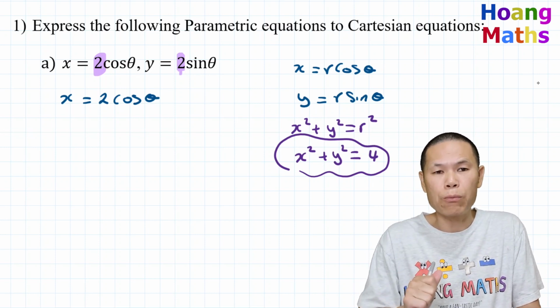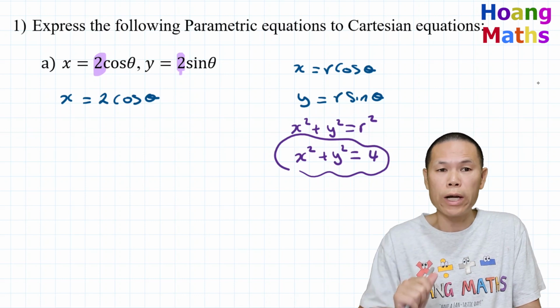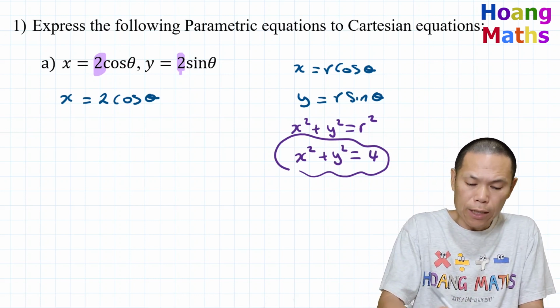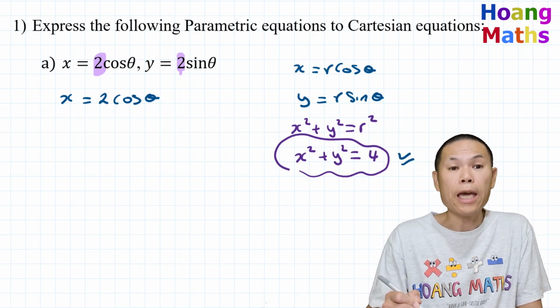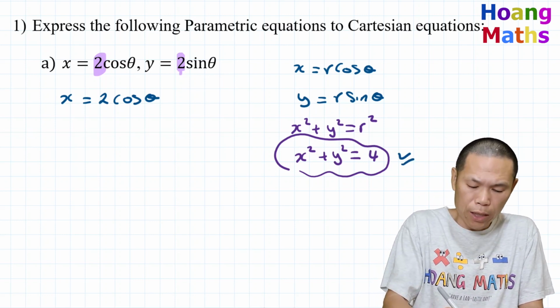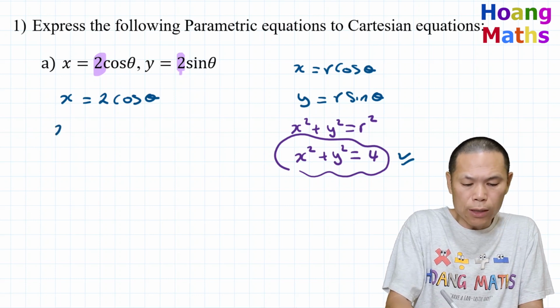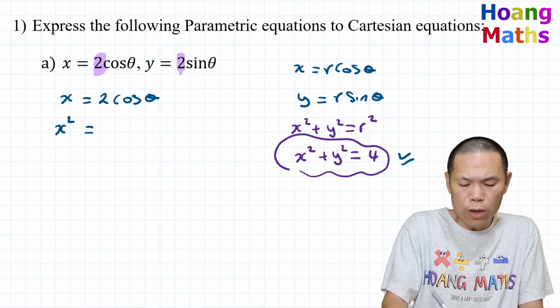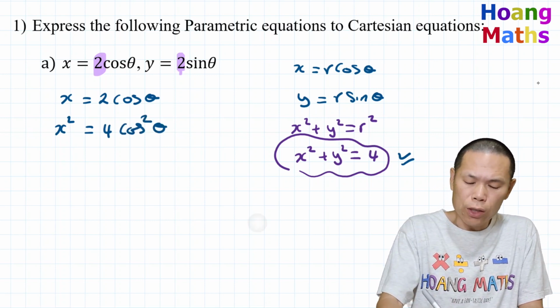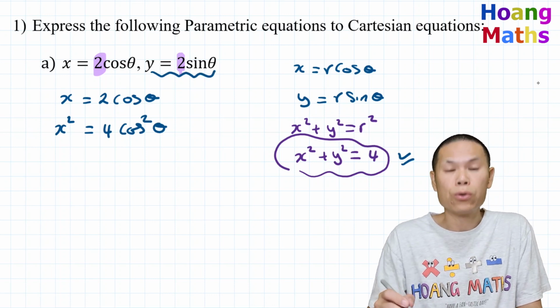But instead of remembering this rule, I can also work it out algebraically. Let me square both sides for this. We know the answer should be x squared plus y squared equals 4, so keep that in mind. Squaring both sides, x squared is equal to 4 cos squared theta.